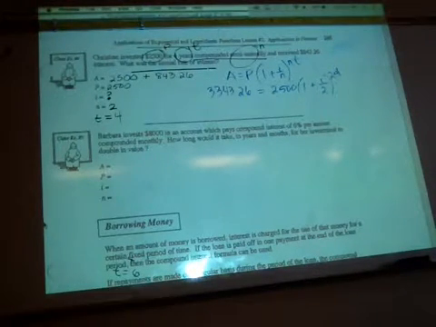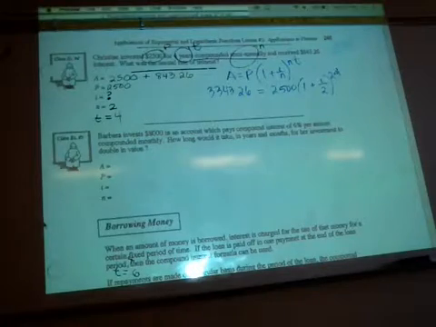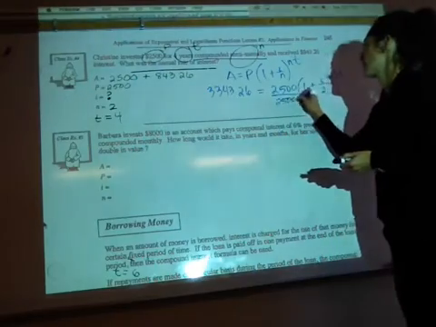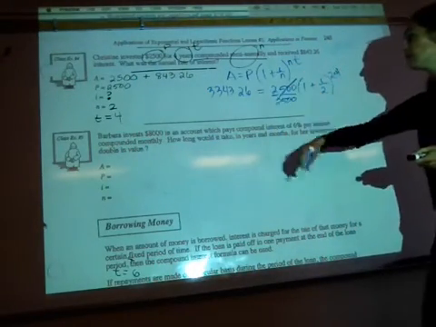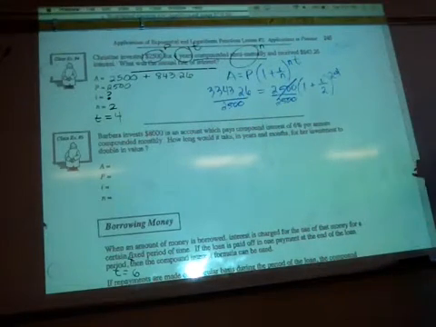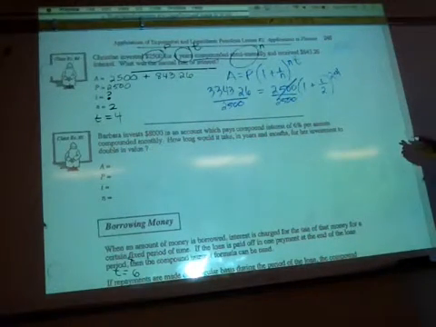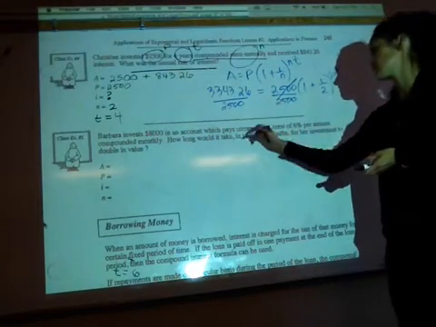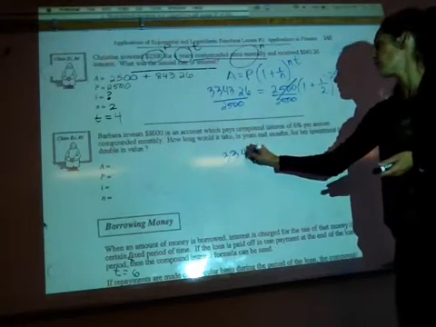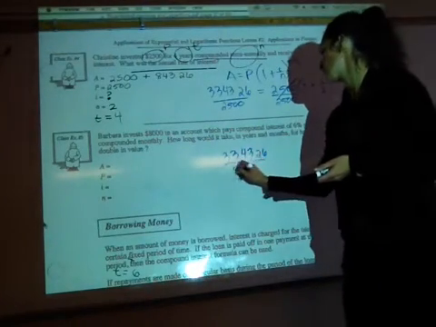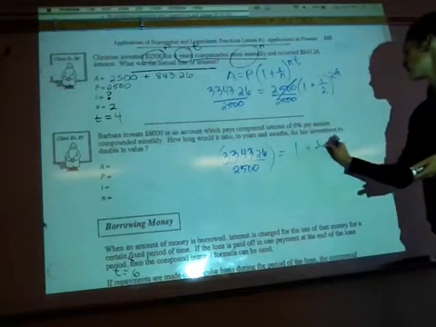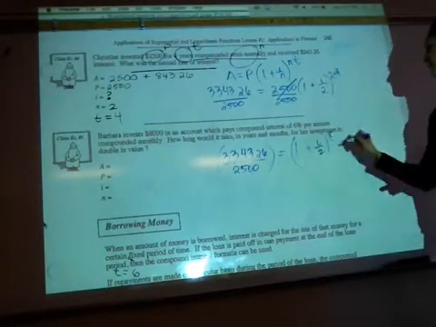So this is just a matter of rearranging to solve for I now. First we're going to divide by 2,500 to cancel that out on the right hand side. Whatever you do to one side of the equation, we do to the other. I might just use a lot of space to show this one, okay? So we have $3,343.26 divided by 2,500. That equals 1 plus interest over 2 to the power of 8.